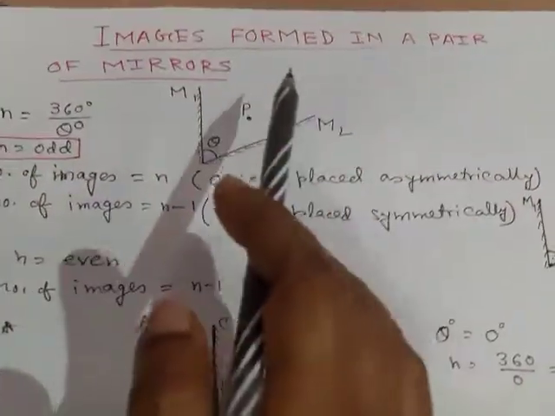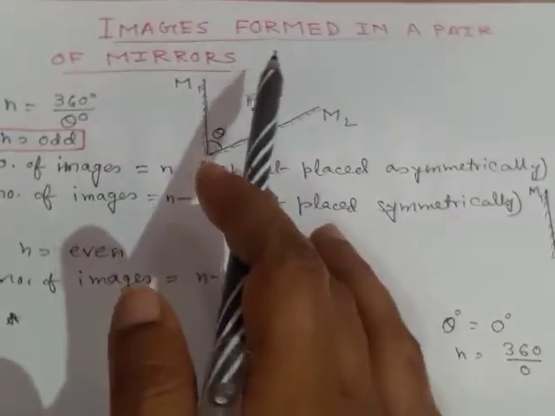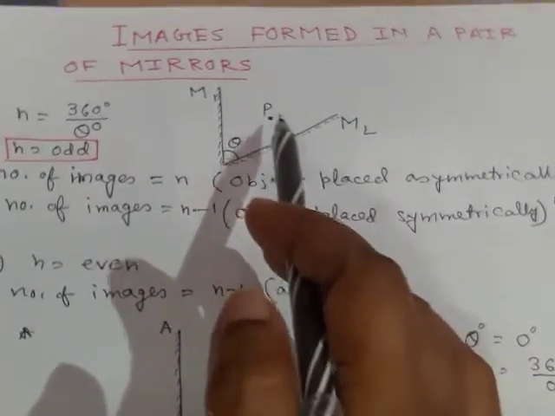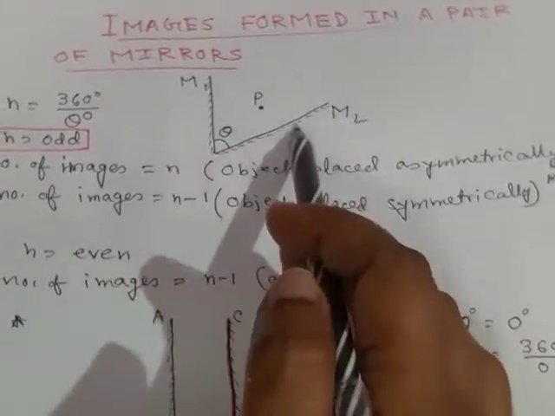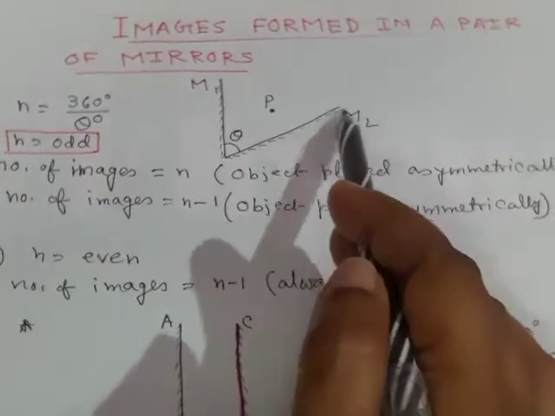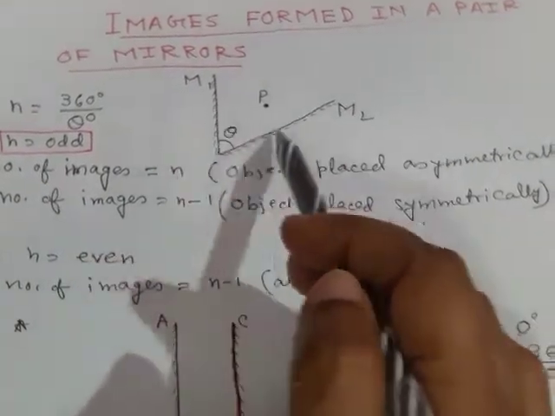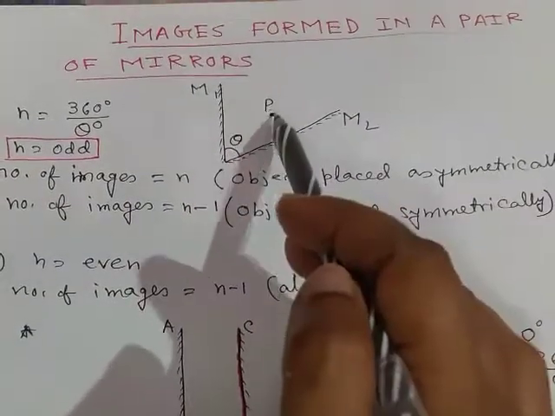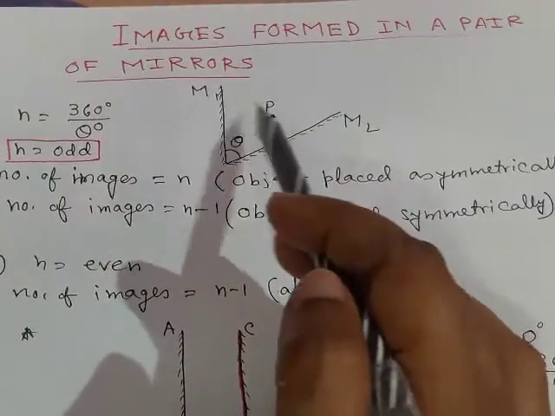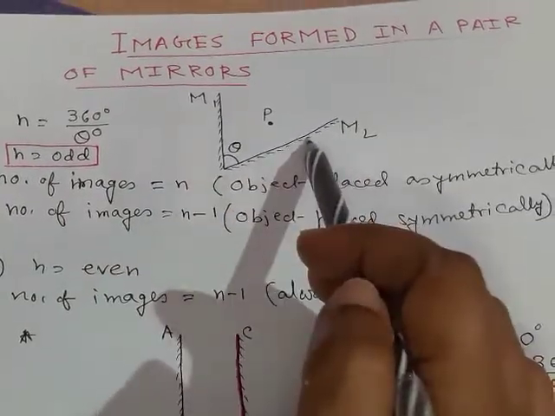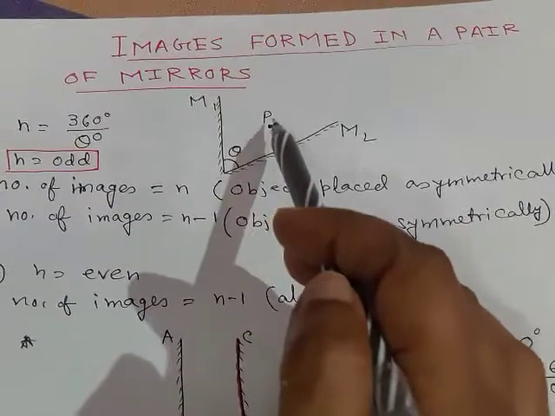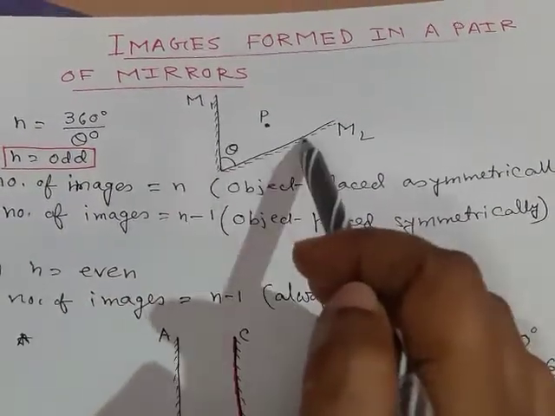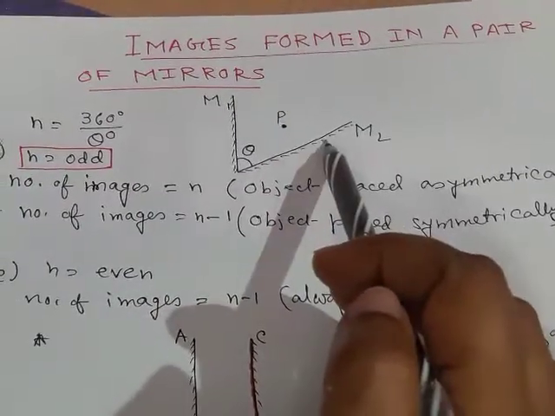Hello students, today we shall discuss images formed in a pair of mirrors. That is, if an object is placed in between two mirrors, here M1 is one mirror and M2 is another mirror, and these two mirrors are making an angle theta, and P is an object placed in between these two mirrors. Then for this object P, different images will be formed due to reflection from these two mirrors.